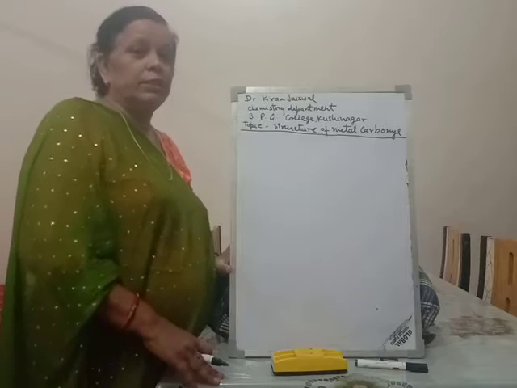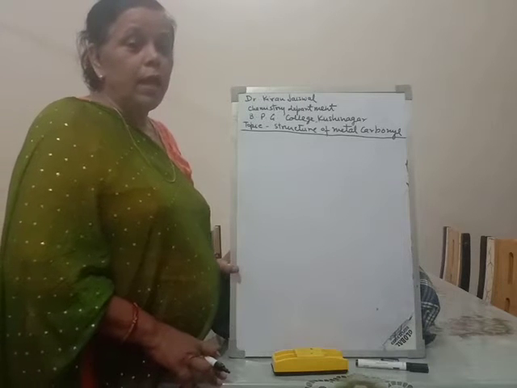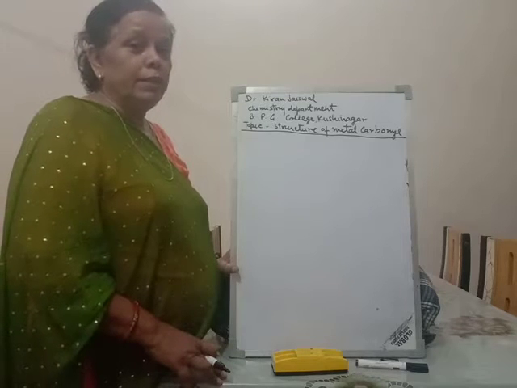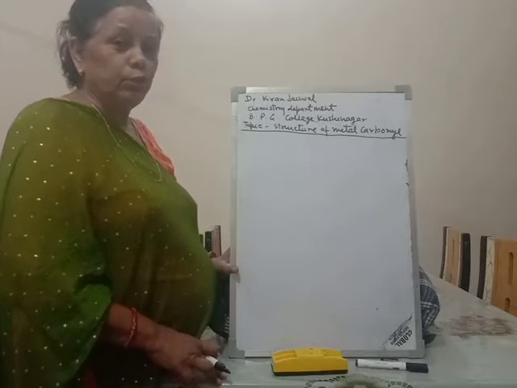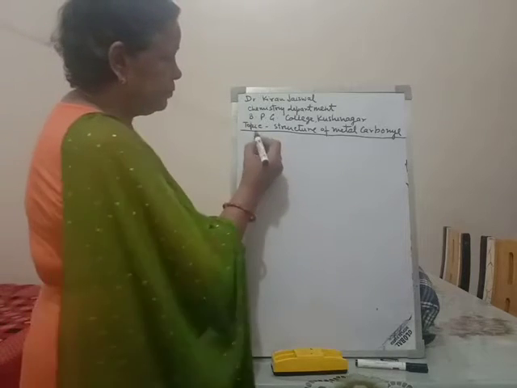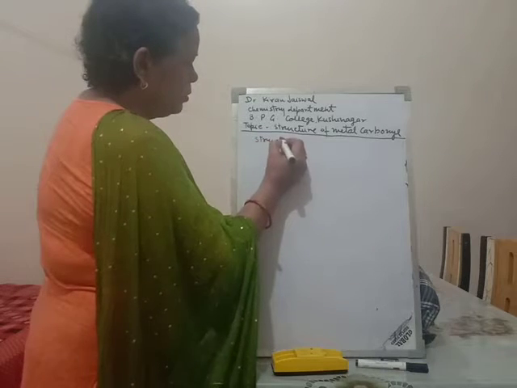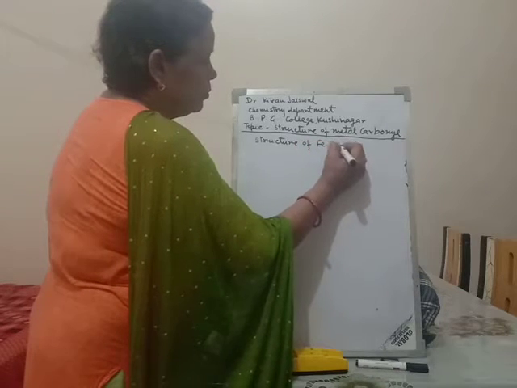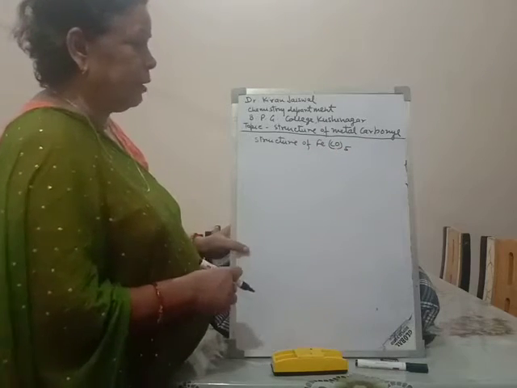Yesterday I discussed the structure of two metal carbonyls, nickel tetracarbonyl and chromium hexacarbonyl. Today I will discuss the next metal carbonyl structure in the syllabus of BSc third year students, that is the structure of iron pentacarbonyl, the Fe(CO)5 molecule.